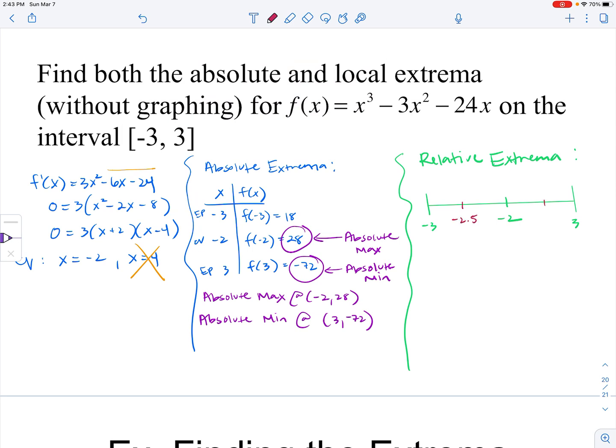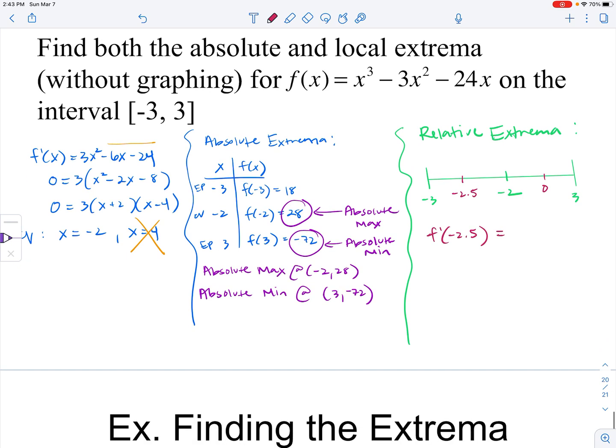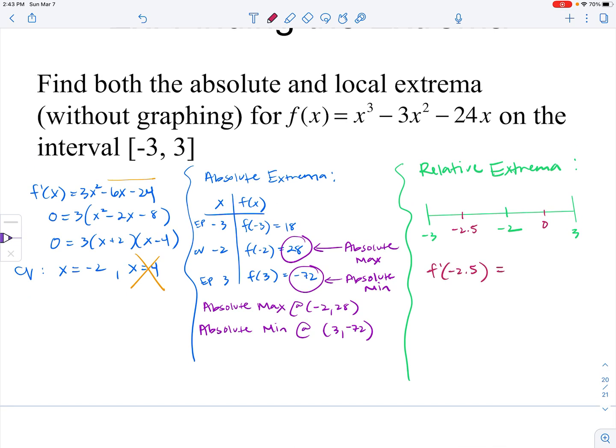And then it's just plugging in test values. So I'll do negative 2.5 and 0. Those test values I am plugging into the derivative. I want to know what the slopes of the tangent lines are at those points, or the sign of the slopes of the tangent lines. So if I plug in f prime of negative 2.5 into f prime, I get, well, I know I get a positive value.